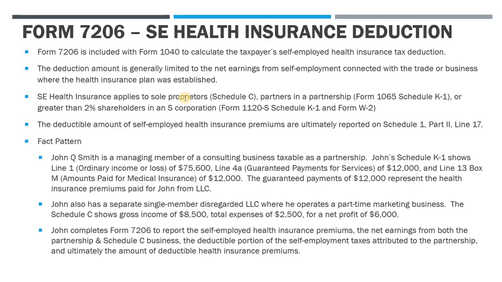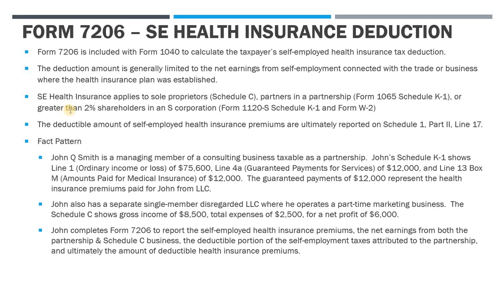And then I do have one slide here covering some background on the self-employed health insurance deduction, this form, and then details on the fact pattern. So the deduction is generally going to be limited to your net earnings from self-employment that are attributed to the trade or business where your health insurance plan was established. And that's important, as we'll see in this example, because you have to separately calculate the amount of self-employed income if you have multiple businesses where you're generating that self-employed earnings.